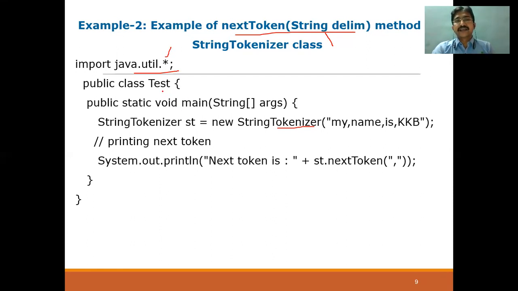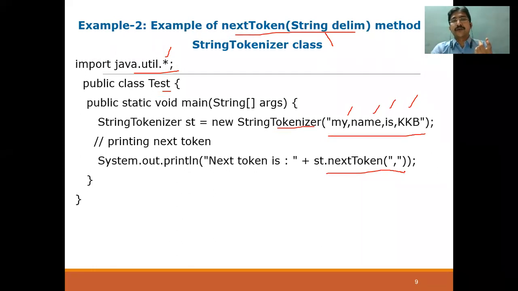Once that is there, I created a class, I'm calling a main method, and I'm taking a single parameter constructor, that is StringTokenizer with only a string. In this string I'm giving "my, name, is, kkb", and each word is separated with a comma. Now I'm calling nextToken. nextToken has 2 methods, right? One is with 0 parameters, another is with 1 parameter. Now I'm taking the 1 parameter version of nextToken, that parameter is a delimiter. The delimiter I'm mentioning here is comma.